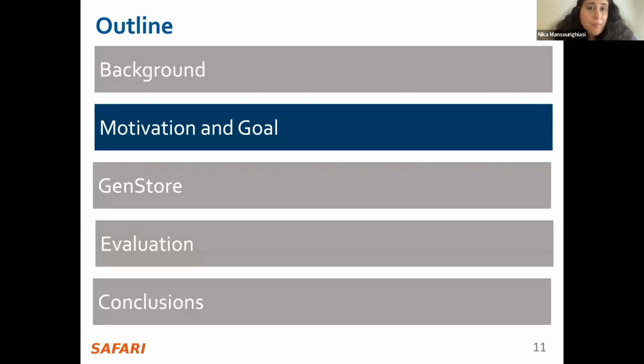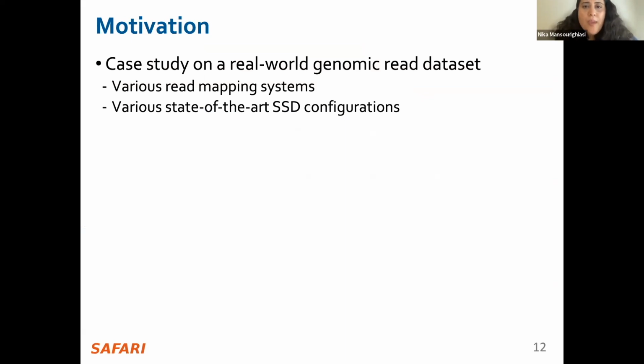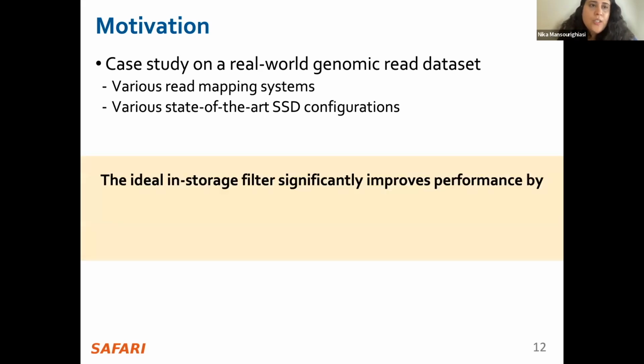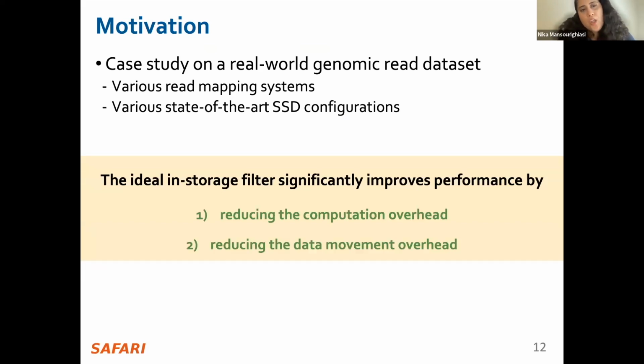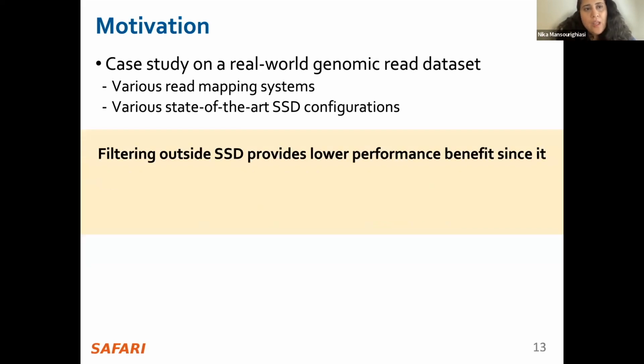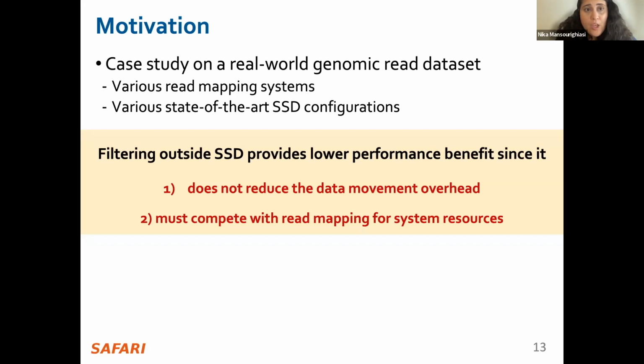We perform experimental studies to understand the potential of efficient in-storage filters for improving read mapping performance. We perform a case study on a real genomic read dataset and various read mapping systems, both hardware and software, and state-of-the-art SSD configurations. Based on our motivational analysis, we conclude that the ideal in-storage filter significantly improves performance by both reducing computation overhead and reducing data movement overhead. Filtering outside the SSD, on the other hand, provides lower performance benefits since it does not reduce data movement overhead and must compete with read mapping for other resources in the system, such as main memory bandwidth or computation resources.